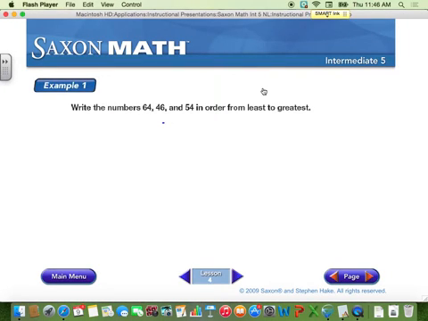Okay, now that you have finished this, let's go to our examples. The first one is to write the numbers 64, 46, and 54 in the order from least to greatest. You would look at these numbers and know that 46 is your least number, and then 54, and then 64. So that would be our first example.